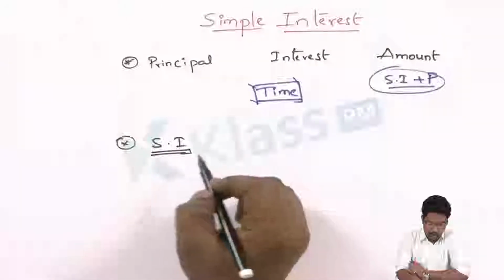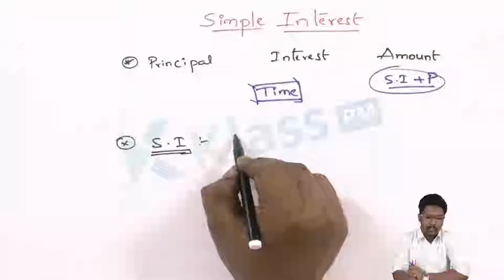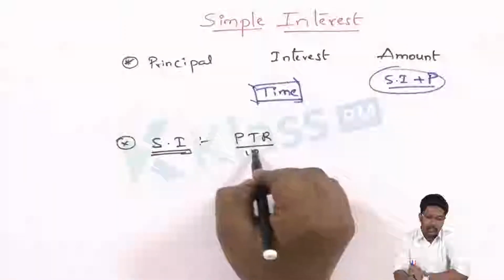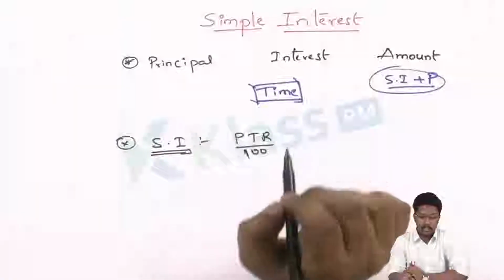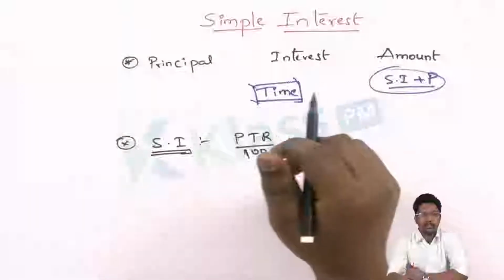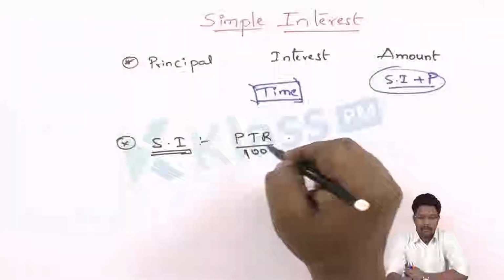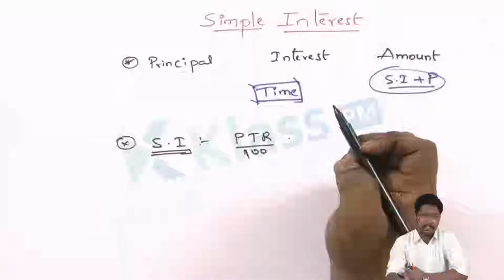So let us think about simple interest. Shortcut, we call it SI, simple interest. So what is the formula for simple interest? PTR by 100. It is the general formula for simple interest in terms of rupees. In terms of percentage, we will calculate using percentage. How to convert fraction to percentage, we already studied in the percentage lecture.